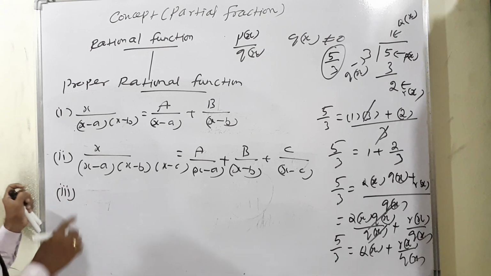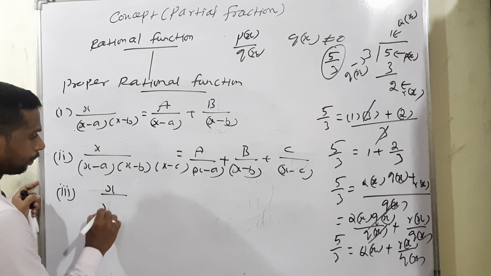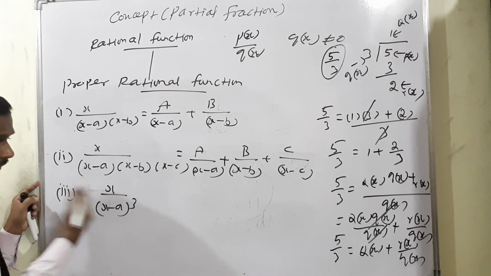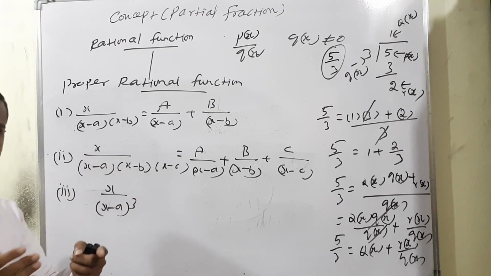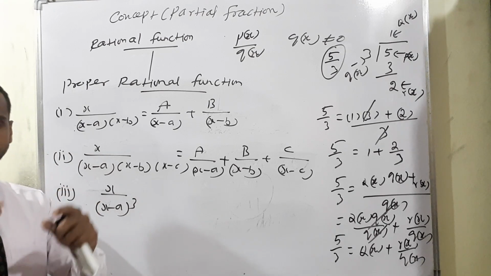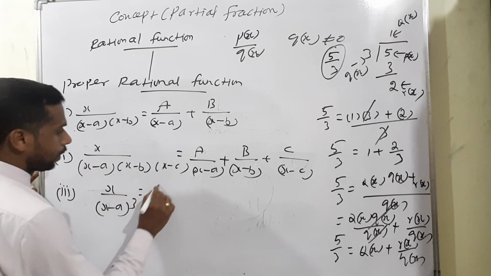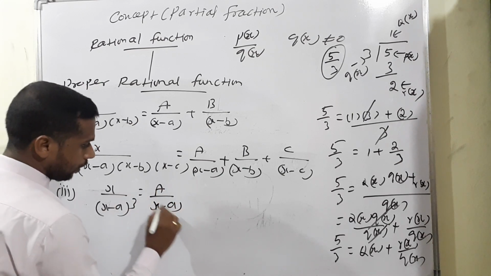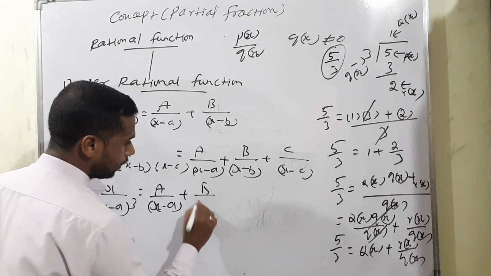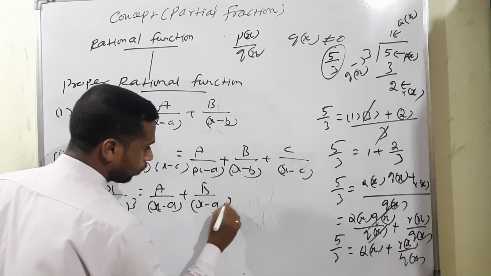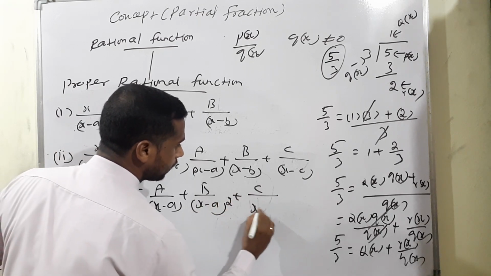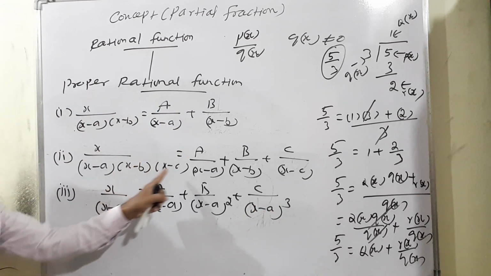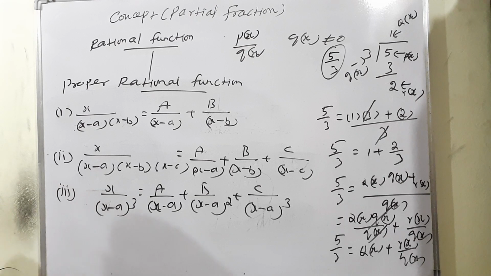Third one, repeated factor. This is a different factor, x minus a, the whole cube is there. Repeated factor, x minus a the whole cube, what is the meaning? x minus a into x minus a into x minus a. So how to write it? Listen very carefully, some difference is there. A by x minus a plus b by x minus a the whole square plus c by x minus a the whole cube. Some difference is there compared to different factors. This is repeated factor.